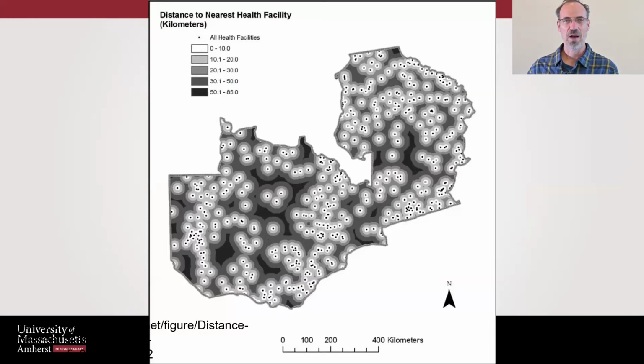Anyway, so this is a map of distance to nearest health facility. And this can help guide us in figuring out where to target efforts, for example, community health workers, people embedded within the community to respond to health concerns and to do basic sort of medical care.